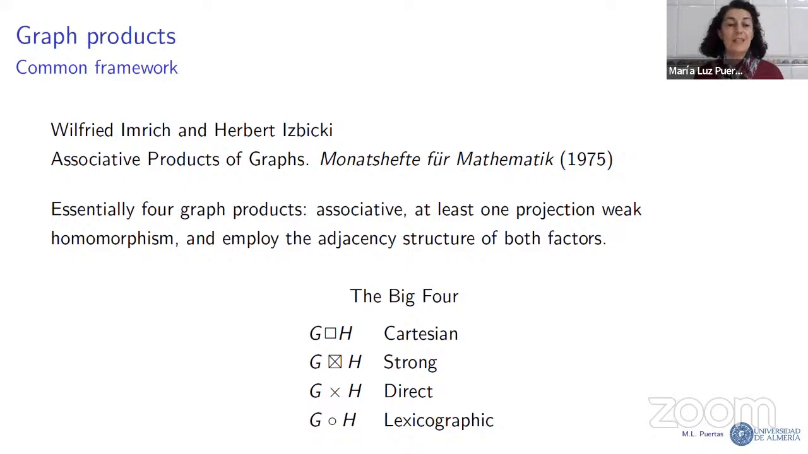This is essentially because indeed there are some other products, but they don't use the adjacency in both factors. They are products with no edges, or where you put all the edges, so they are not so interesting. So essentially, the big four graph products are the Cartesian, the strong, the direct, and the lexicographic, because they are associative and the projections to the factors are good enough. That's the idea.